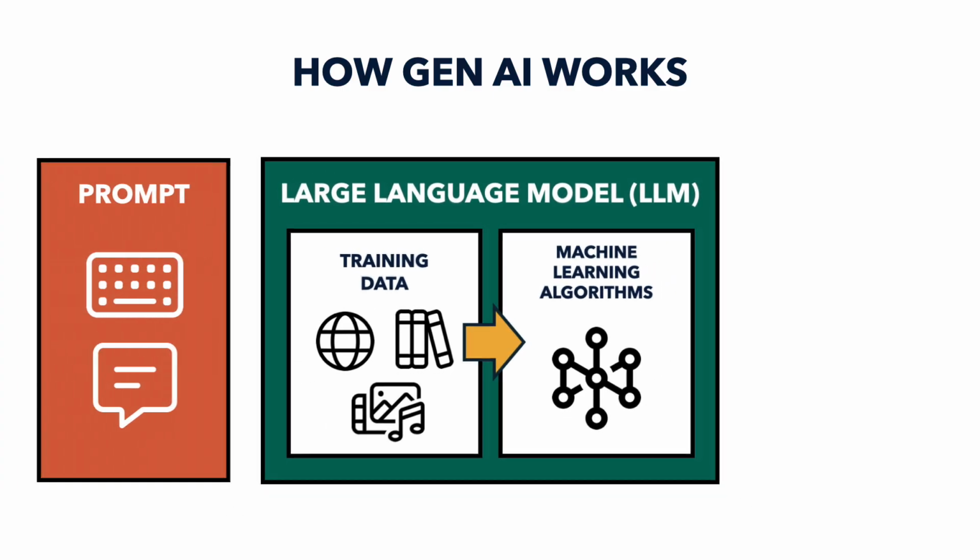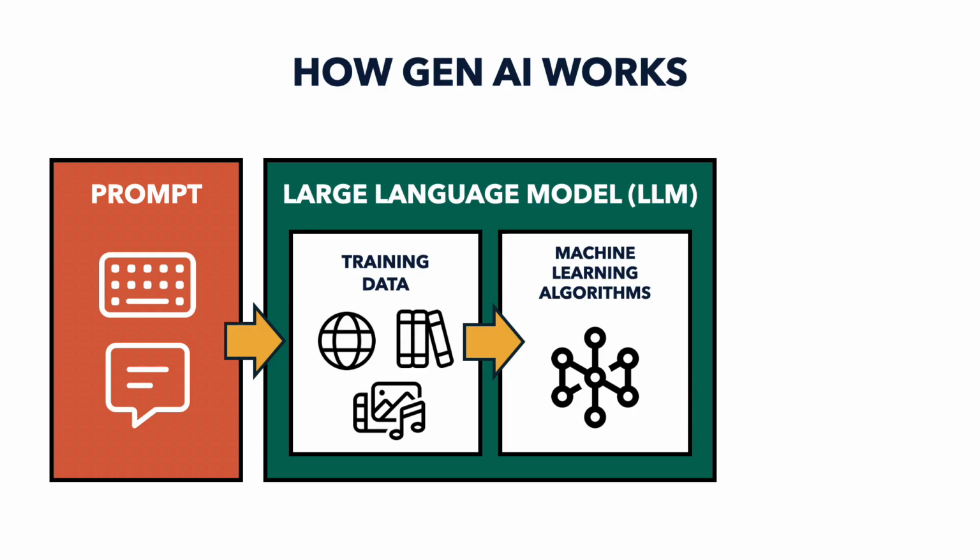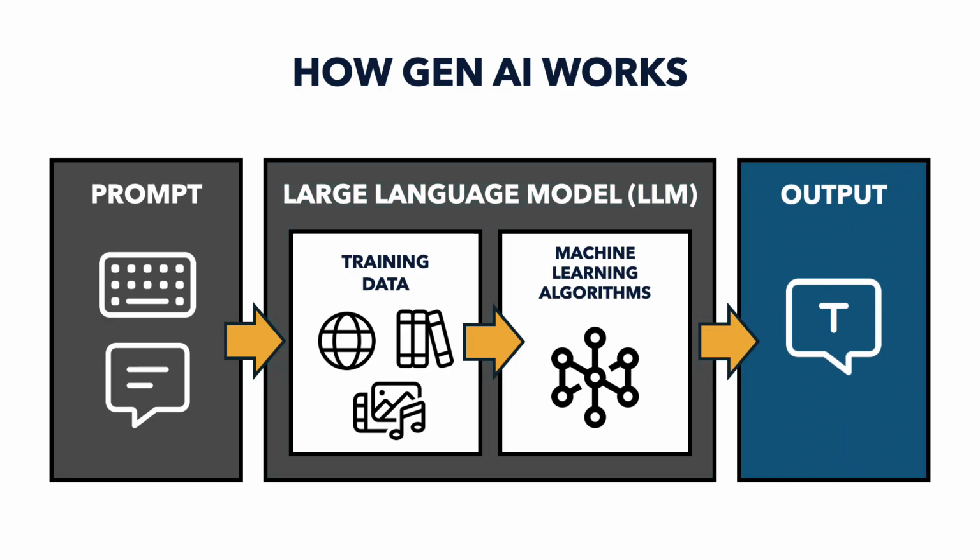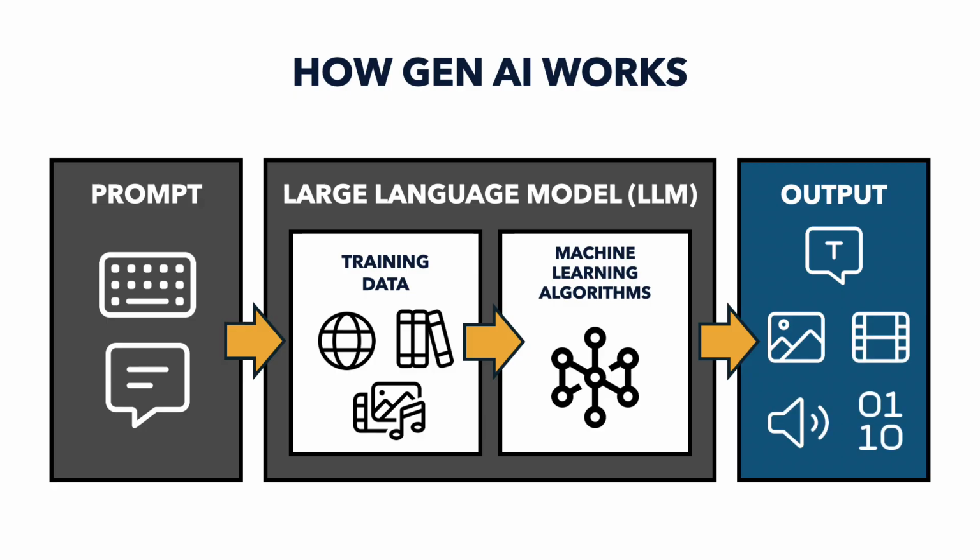A prompt is what you type into a GenAI tool. It's the input that you give. When you enter a prompt into a GenAI tool, it is processed and interpreted by the LLM, which uses what it has learned from its training data so that it can generate an output. An output is what the GenAI tool gives back to you. Most outputs are text-based. However, newer multimodal LLMs, or MLLMs, can now generate outputs such as images, video, audio, or code.